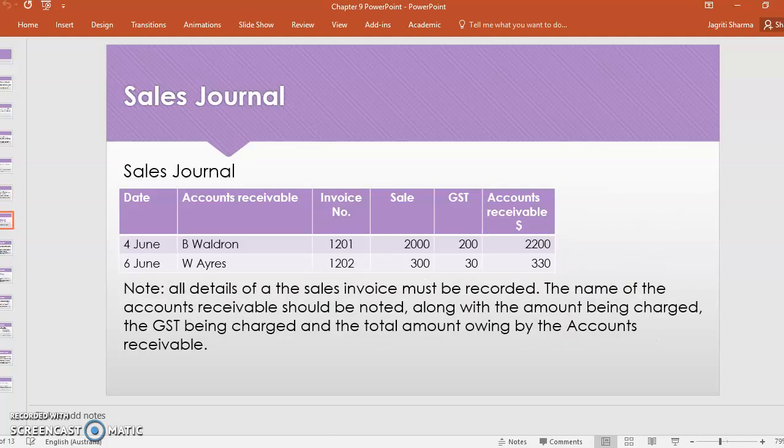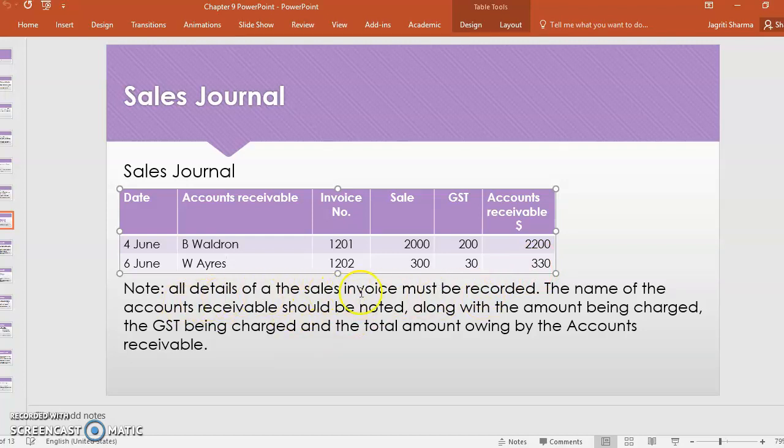Now the sales journal will have these items in there. Date, again, is the most important thing. Accounts receivable, which will have the name of the person or business you have sold the goods to. Then invoice number, amount of sale, GST and amount accounts receivable.